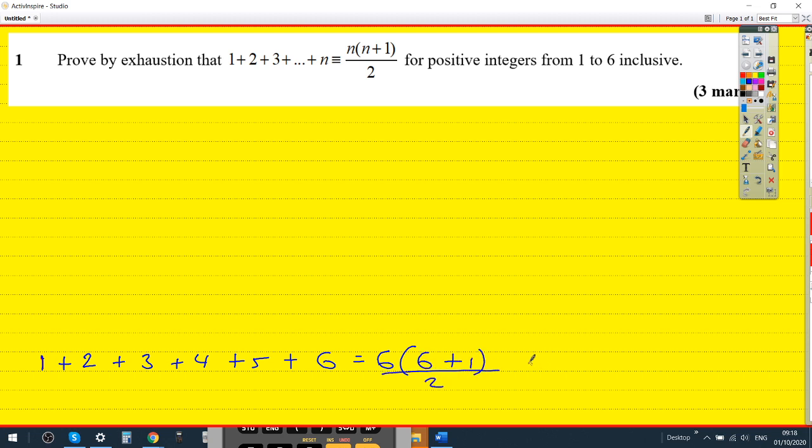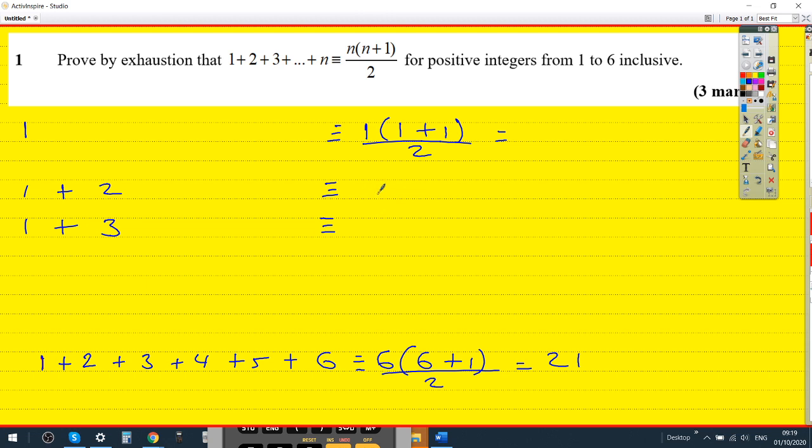Any idea what else you do? I'm not sure. You do 1. So 1 is identical to, and then you sub 1 in for n. And then you do 1 plus 2, then you do 1 plus 3, and so on. Oh, so I do it for all the numbers. Yeah, you exhaust all possibilities.